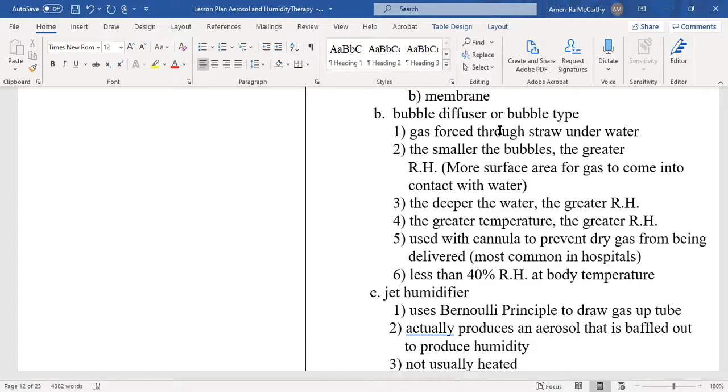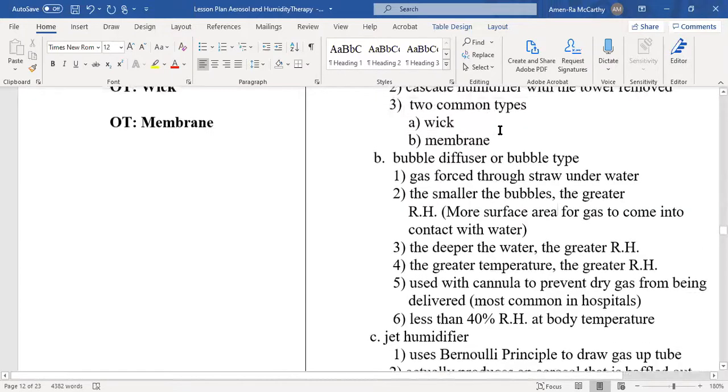A lot of patients say, ooh, my nose is so dry, it's cracking, it's bleeding. The boogers are real dry inside there, right? And so we put a little water on it and that usually fixed the problem, okay? Put a little humidity on it. All right, so that's the bubble diffuser.